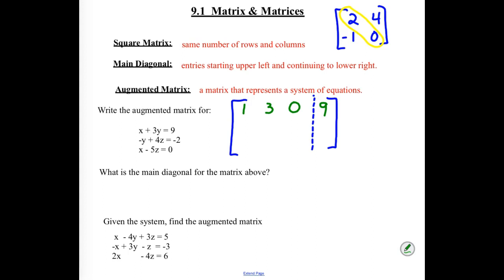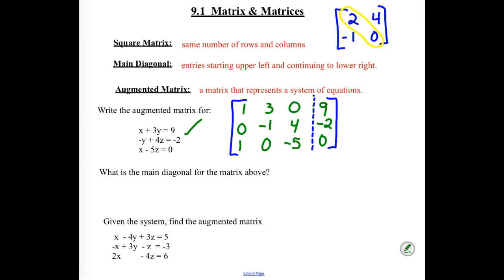Okay? The second row, I have no x's. The coefficient for y is -1. For z, it's 4, and my constant is -2. And my last row, I have a coefficient of 1 for x. This time I don't have any y's. I have a -5 for a z and a constant of 0. That's an augmented matrix. Okay, so the first part of your homework is just going to be, can you take a system in this form and put it in an augmented matrix? Can we do that? Okay.